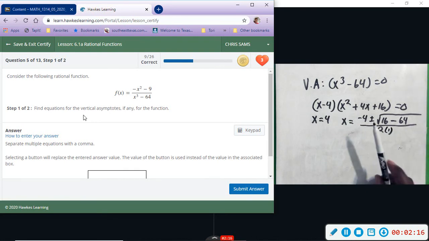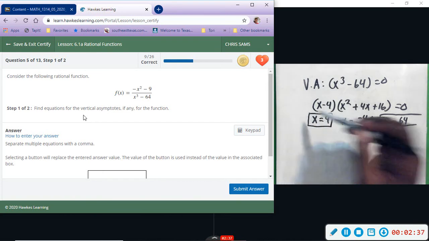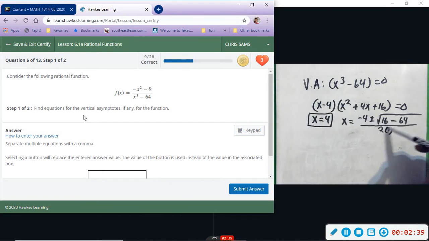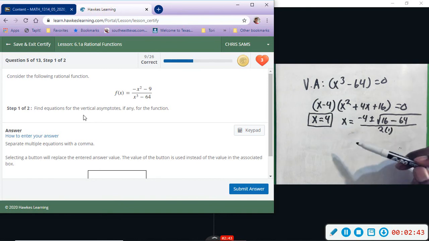Okay, so what you should notice here is underneath the square root, when you do 16 minus 64, it's going to give you a negative under the square root, which is going to give you an imaginary term, and we can't plot imaginary things on our graph. So we're going to have a vertical asymptote only at x equals 4, because this is going to become imaginary. So we have vertical asymptote, x equals 4.